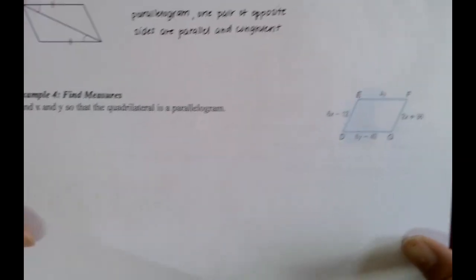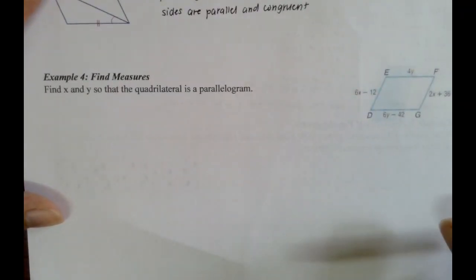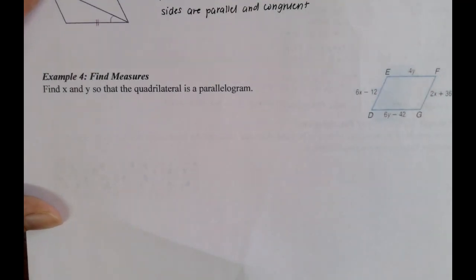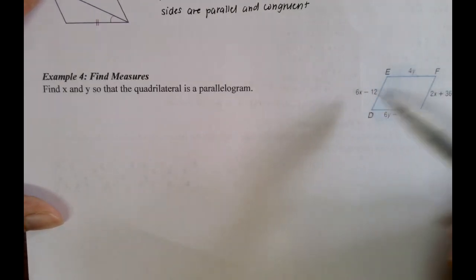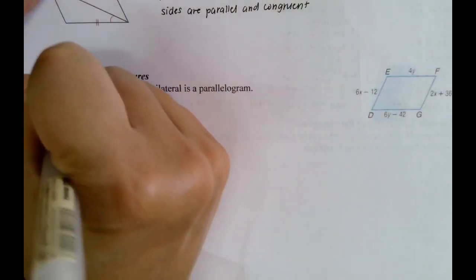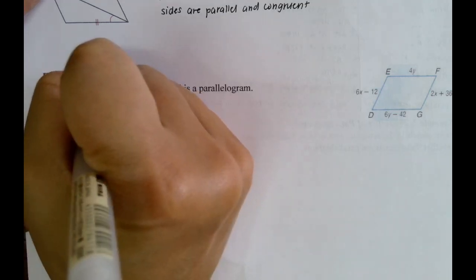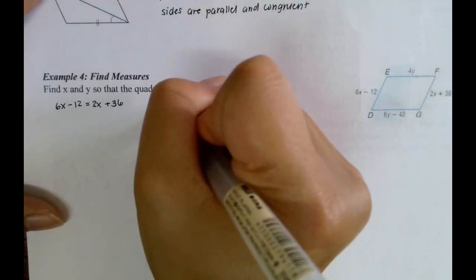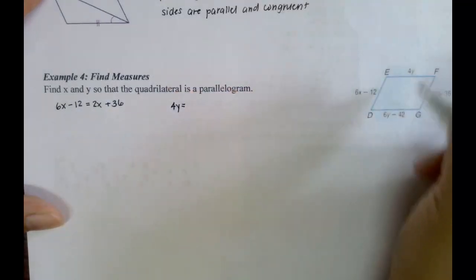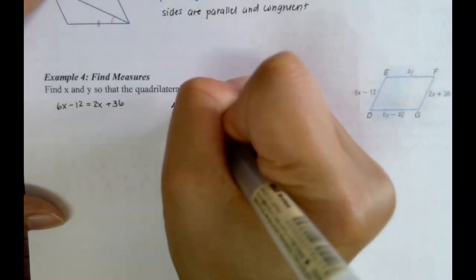Okay, so then next is example 4, find x and y so that the quadrilateral is a parallelogram. So we know that for a parallelogram, the opposite sides are congruent, so that means 6x minus 12 equals 2x plus 36. And we know that 4y equals 6y minus 42.